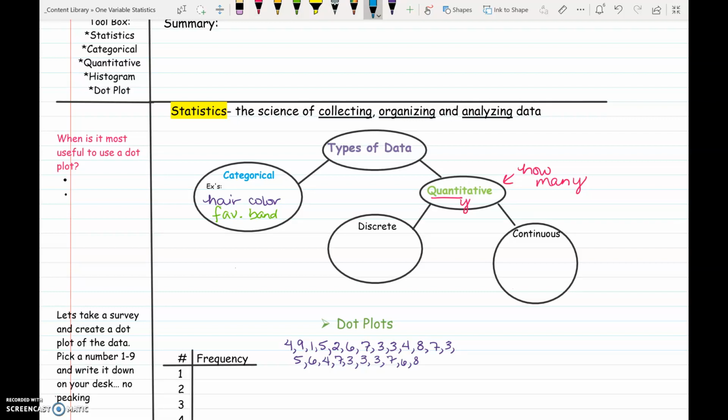So when I'm thinking of discrete, I'm thinking number of siblings. That's an example of discrete data. You are not going to have half of a sibling. Yes, they might be your half brother or half sister, but they're still a person, okay? So there's a whole sibling. What's something else? Number of shoes. Yes, I will not admit how many shoes I actually own. So those are both types of discrete data.